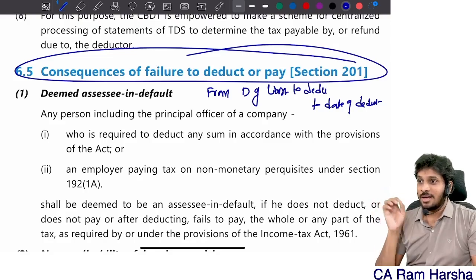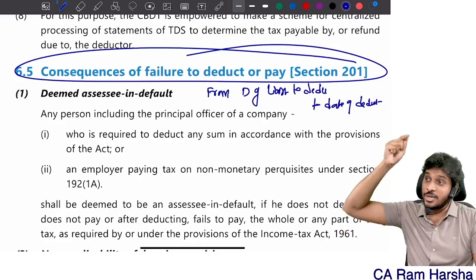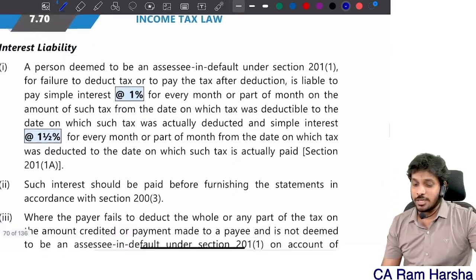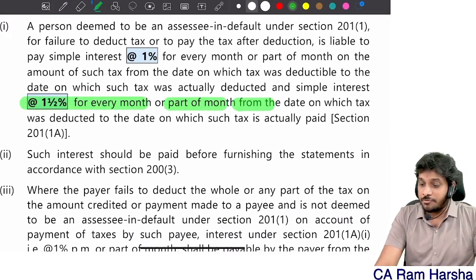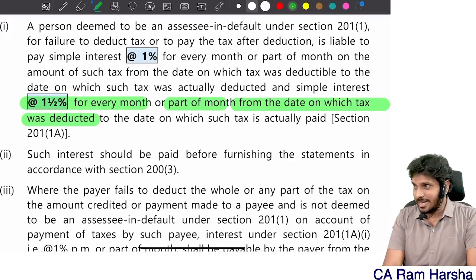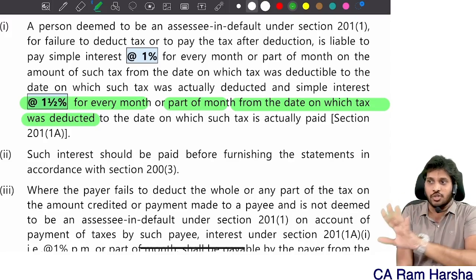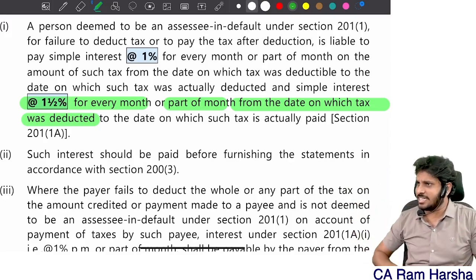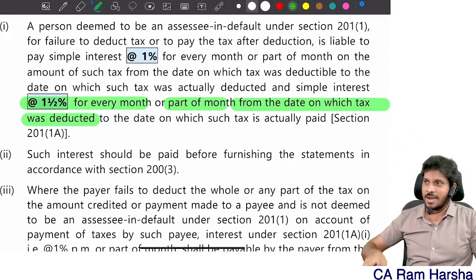Wrong. For late remittance, interest shall be calculated from date of deduction itself. 1.5% per month or part of a month from the date on which tax was deducted. It's not the due date. Getting the point? Generally students will apply 1.5% from the due date of remittance. Technically, for late remittance, from due date of remittance only you should calculate interest, right? But the law is not like that. From original deduction date is that they are levying penalty.